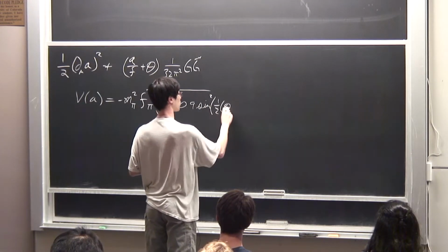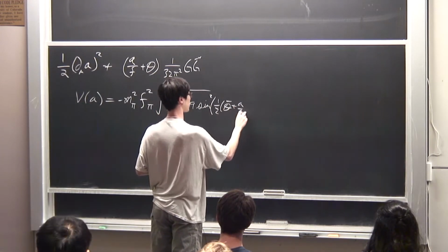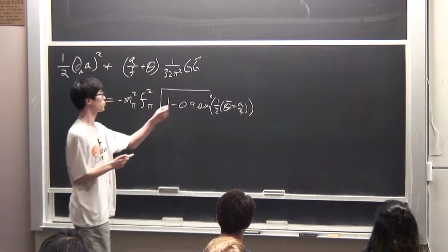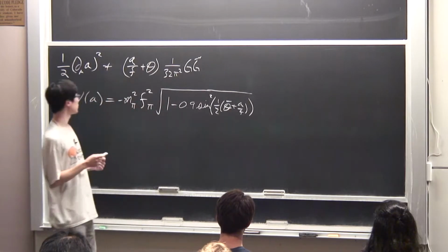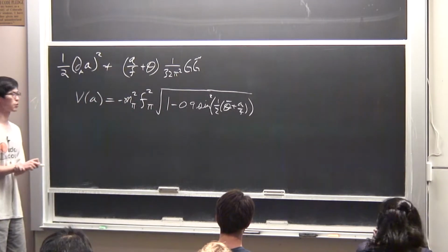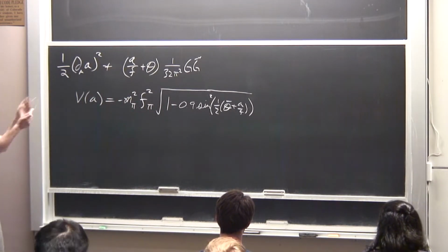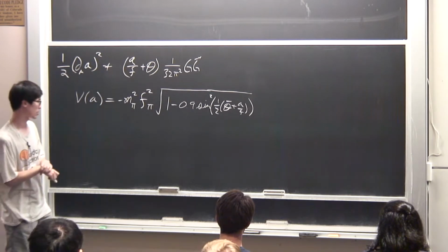1/2 theta bar plus A over f. And in particular, the neutron EDM vanishes at the minimum. And so what the Axion does is it dynamically sets the neutron EDM to 0. And so we claim victory over the strong CP problem.